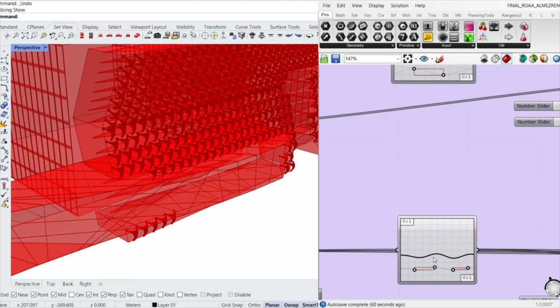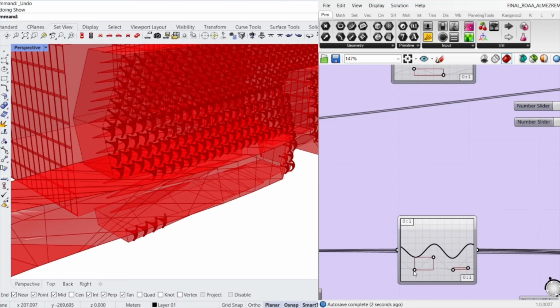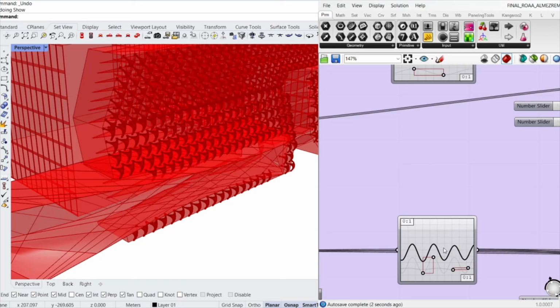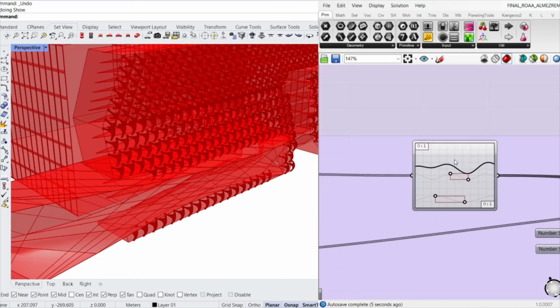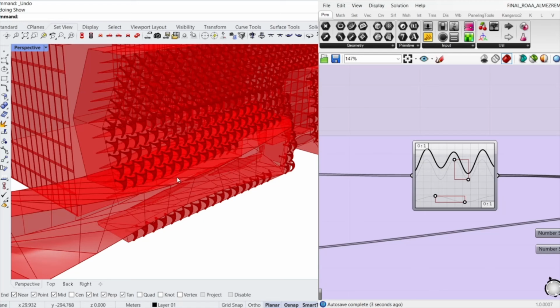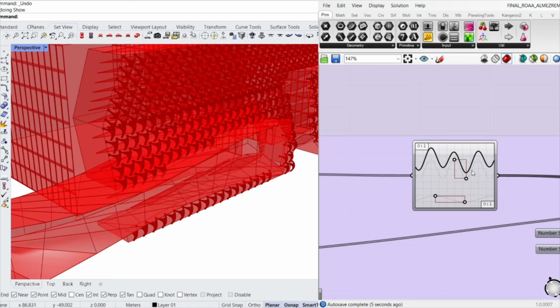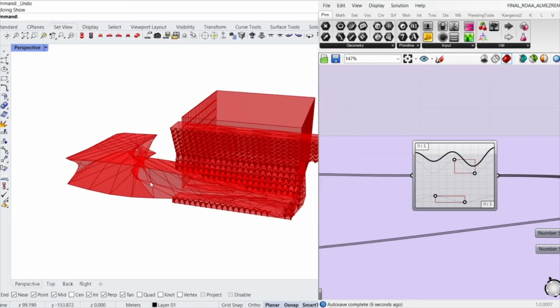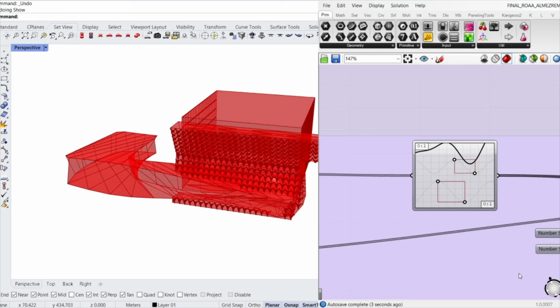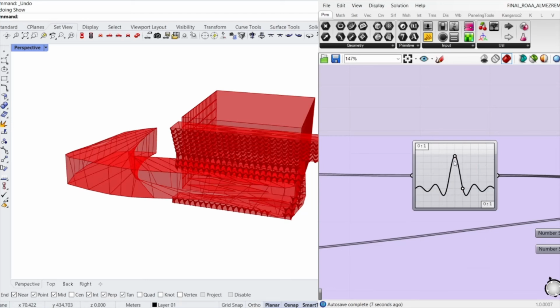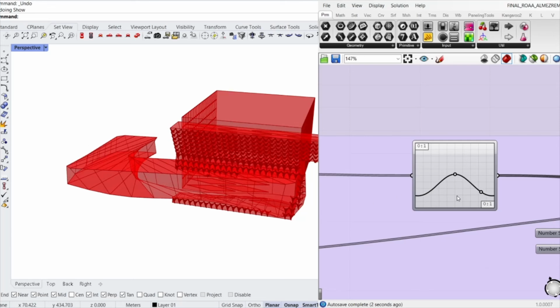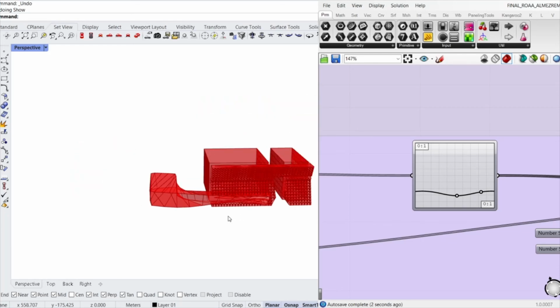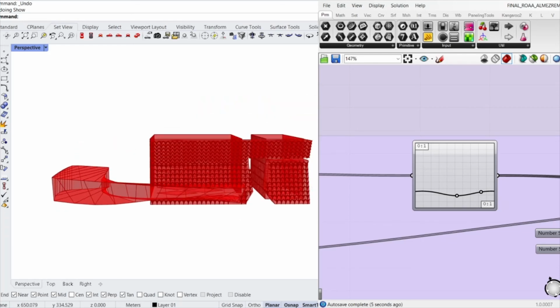So here for the first one. And then for the upper one, the split is changing as well. And here you can see the changes for the volume itself. Also, the split of the void volume can be changed.